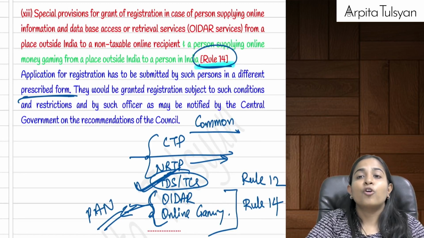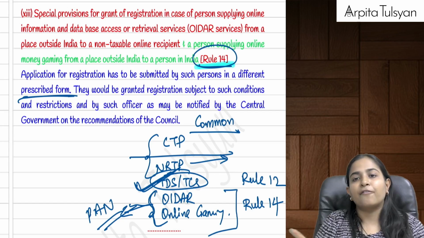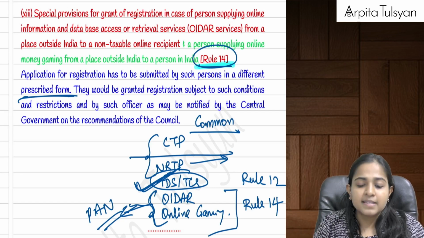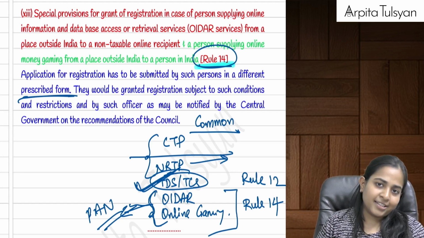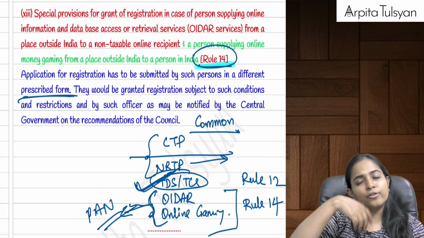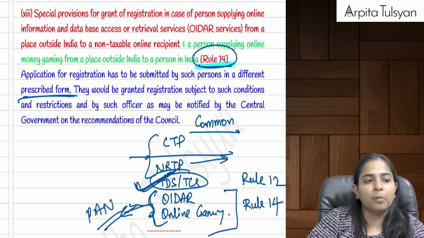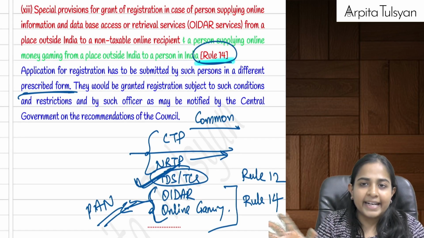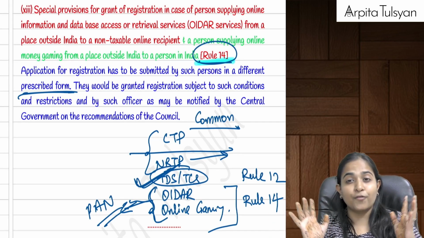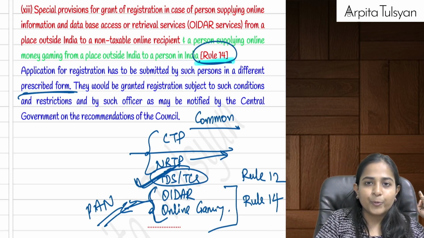Similarly, we had studied for OIDAR and online money gaming. These persons are from outside India. They are providing some services here in India. So for them, again, it is not going to be a PAN-based registration because they do not have a PAN. So a separate format will be prescribed, and separate terms, conditions, rules and regulations will be prescribed for the purpose of registration. Are you clear with the entire provisions for registration?